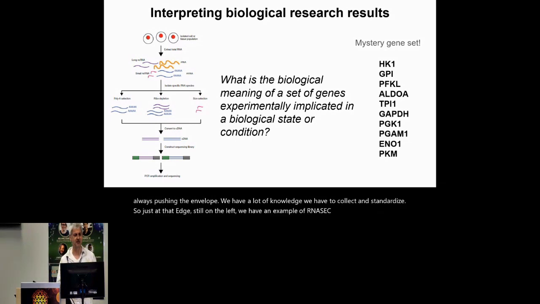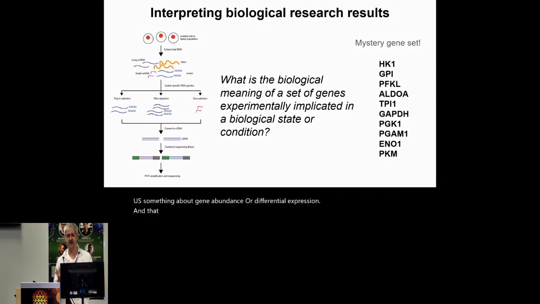Something very standard. We take cells, tissues, perform a series of experimental steps, and then get a set of sequencing reads that tell us something about gene abundance or differential expression. And that often results in some kind of gene set, right? You apply a cutoff and get a set of genes. And so now the question is, what do those genes mean in this experimental context, right, of a specific state or condition? So now on the right, I have a mystery gene set for you.